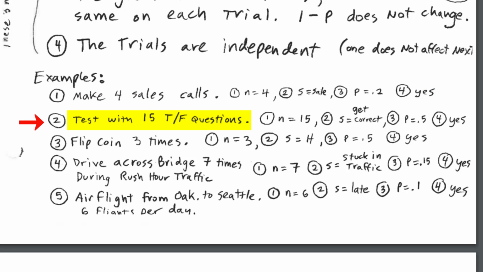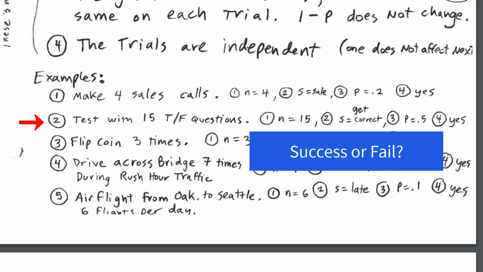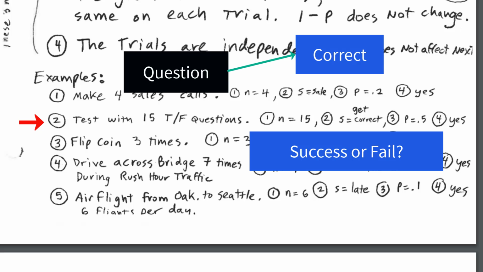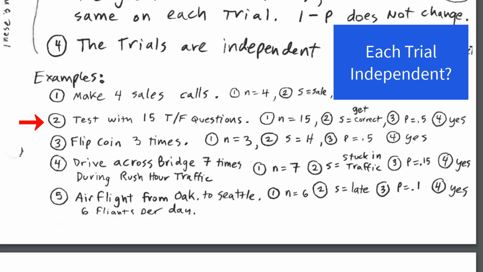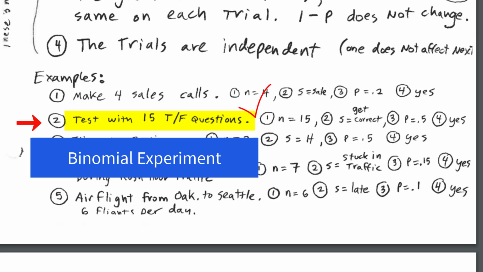How about a test with 15 true-false questions? Well, is there a fixed number of trials? Yes, there is, 15. How about a success or failure? Yeah, you either get it correct or not. We'll define it as get correct. And is the probability the same each time? It is for both options, 0.5. And is each trial, the answering of each question, independent? Yes. So that's a binomial experiment.